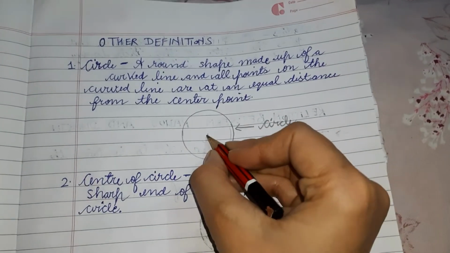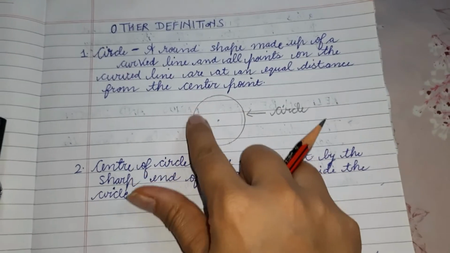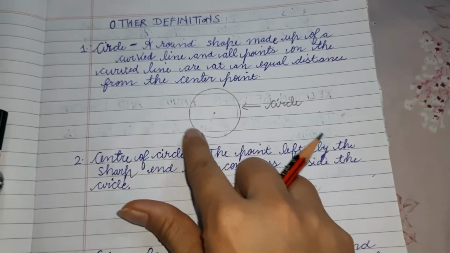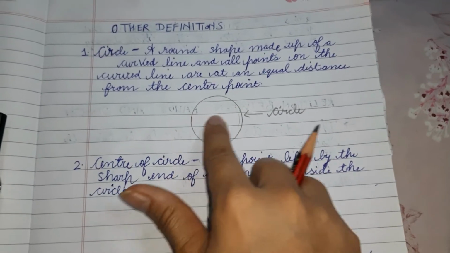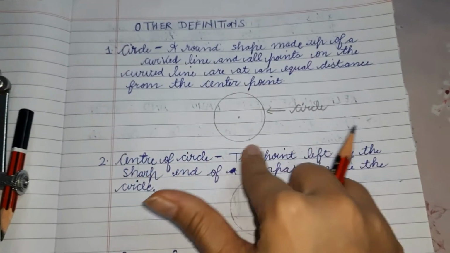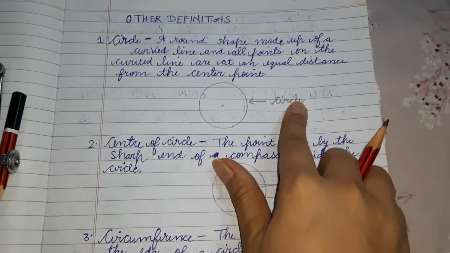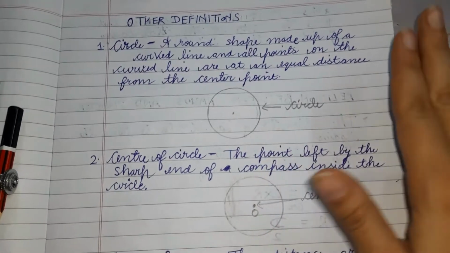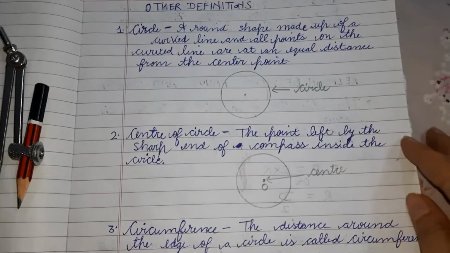So students, here this is the center point. If you place so many points on this curved line, all the points will be at an equal distance from the central point. So this round figure is known as circle. These definitions are just for understanding. You do not have to learn them. Just understand the concept here.